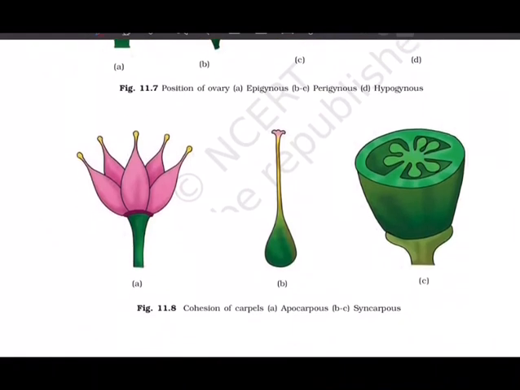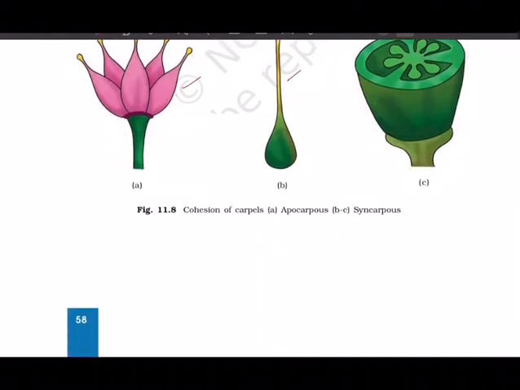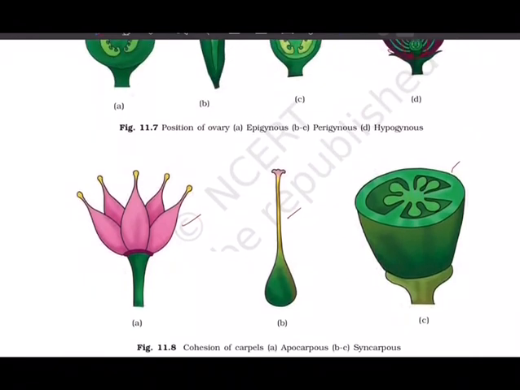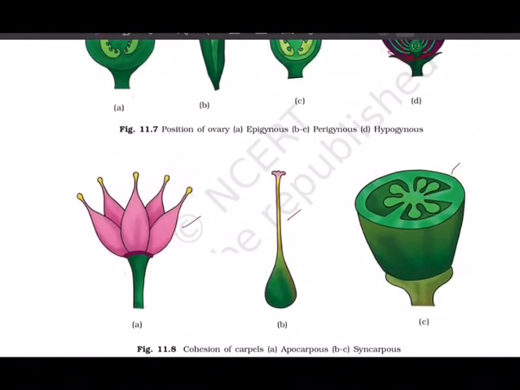And the question of carpels: apocarpous, free there, and syncarpous, all are fused. And of course you can see the ovules in the syncarpous also. This is how the attachment will be there. So with that, we'll go ahead, again we'll see other characteristics of that.